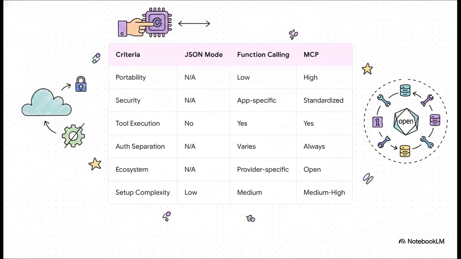Look at portability. It's a non-starter for JSON mode, low for function calling because you're tied to a provider, but high for MCP. That's its whole reason for being. Now jump down to security. With MCP, you get a standardized security boundary, and it always separates authentication, which is a massive win for any serious application. And look at the ecosystem. Function calling keeps you in one specific sandbox. MCP is all about building a growing open ecosystem. That philosophical difference is everything.